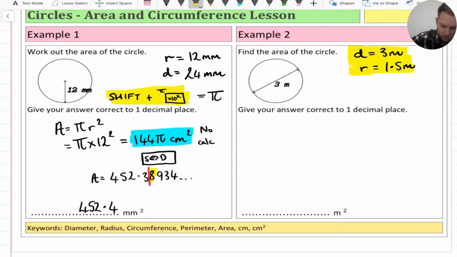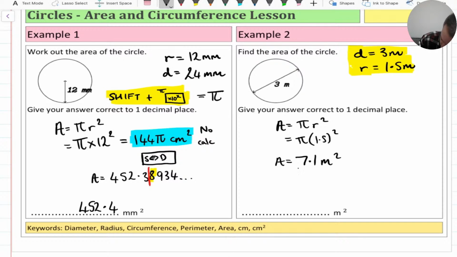Super. So I'm going to quickly go through this. Area is equal to pi r squared. So area is equal to pi times 1.5 squared. So shift pi times 1.5 all squared is equal to, we want it to one decimal place, so it's 7.1 meters squared. Make sure you're getting those units right. Well done to everyone who's done that one.